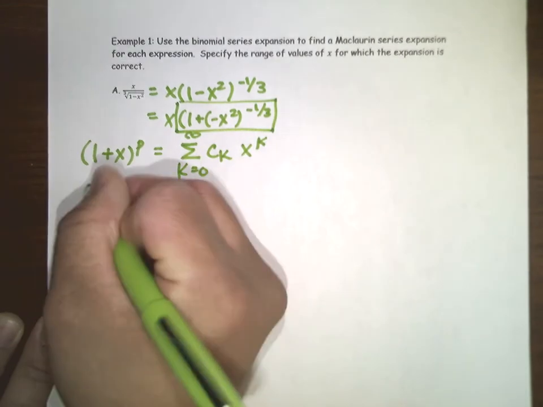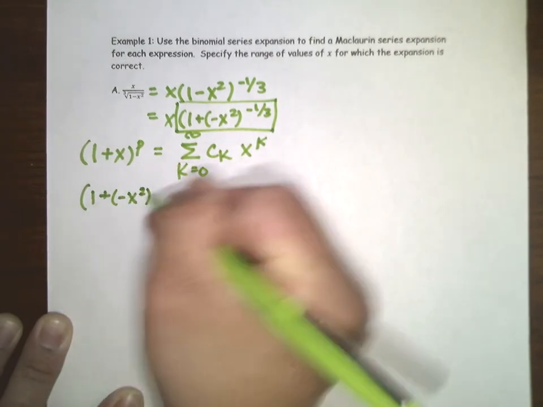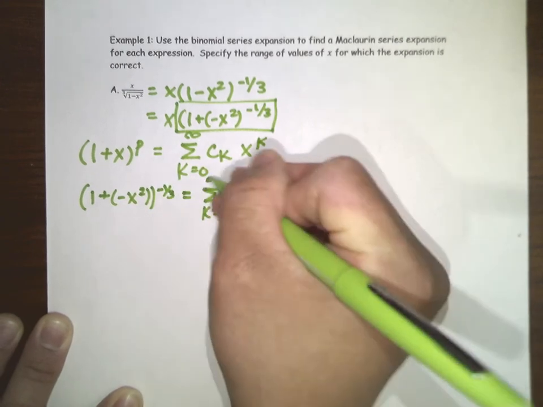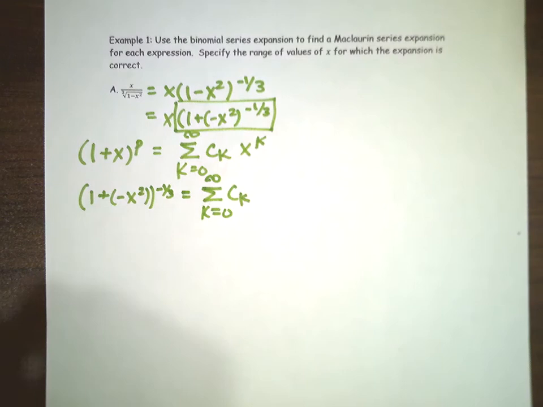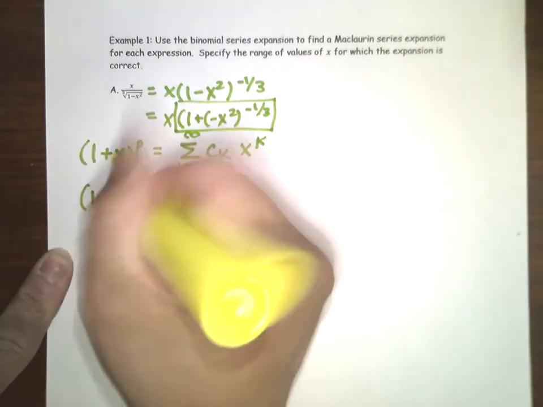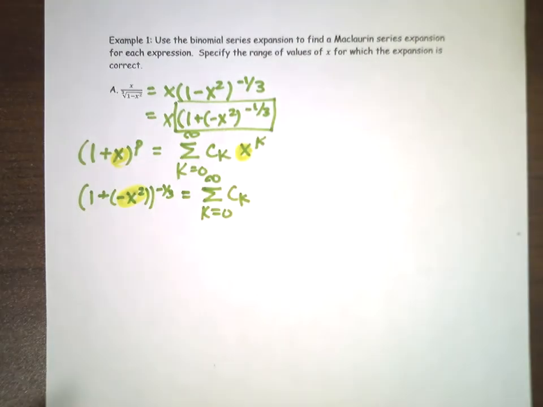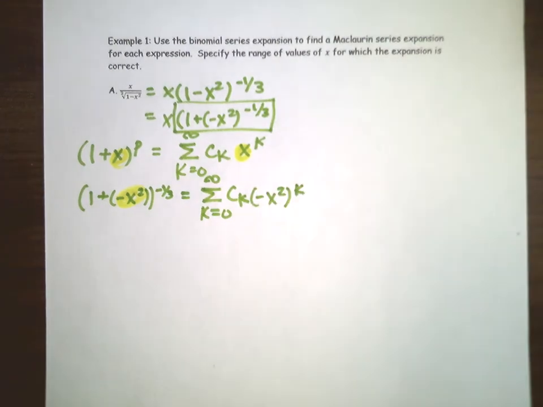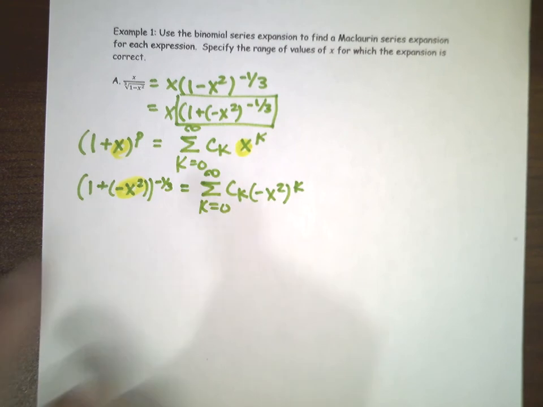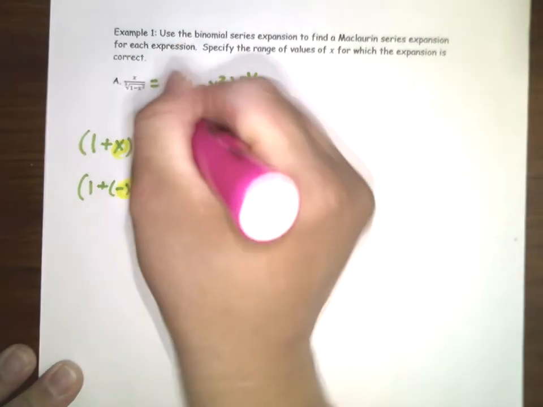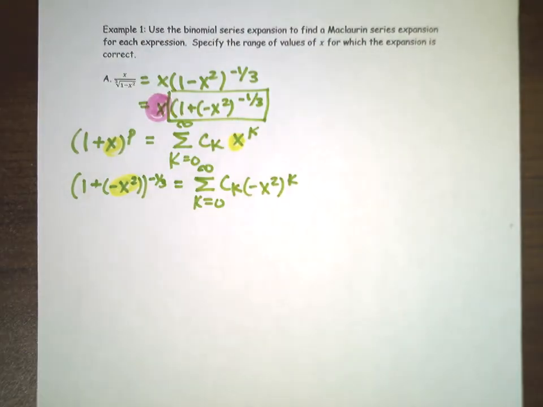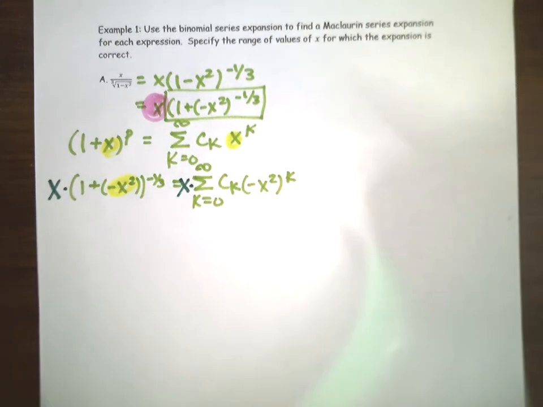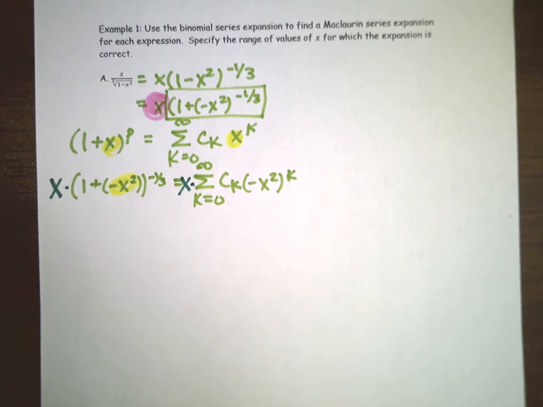So we have 1 plus a negative x squared to the negative 1/3 power. That's the sum k equals 0 to infinity of ck, but here the x is going to be replaced with a negative x squared, so negative x squared to the k. And in this expression, I have an x right here, so I'm going to multiply by x.